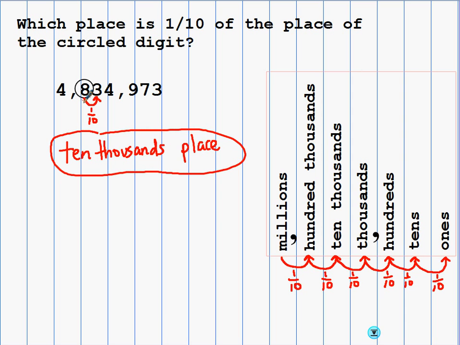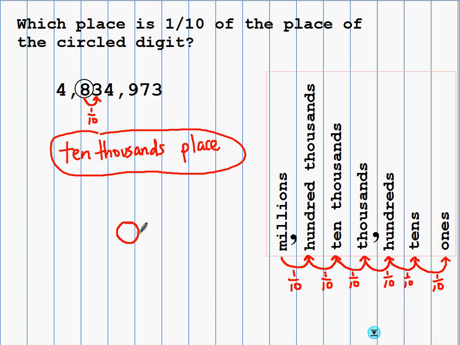All right, so to summarize what we've learned, the place to the right is always 1/10. And the place to the left is always 10 times greater. And I've got just a little mnemonic device, something to help remember that. I call it an arrow ball. And an arrow ball just looks like this.